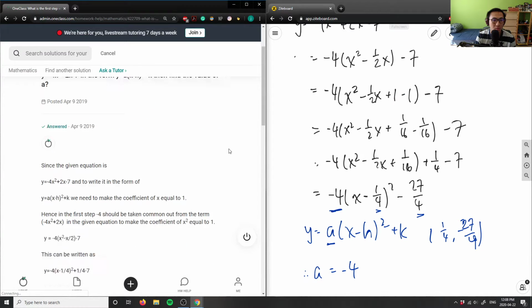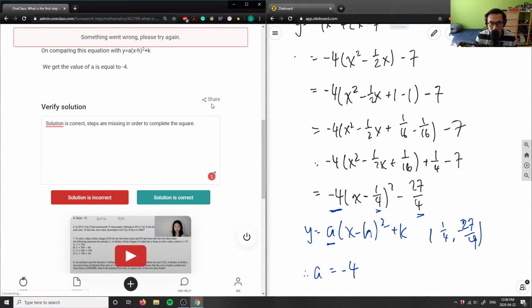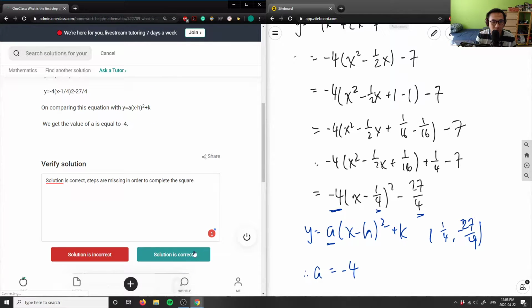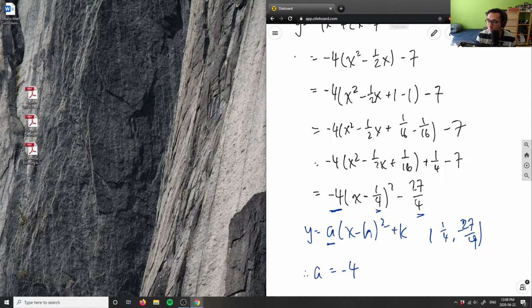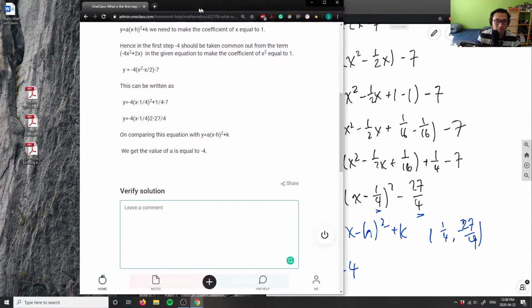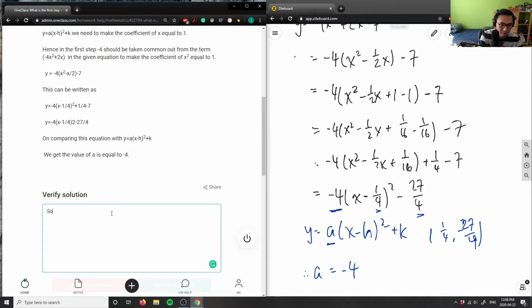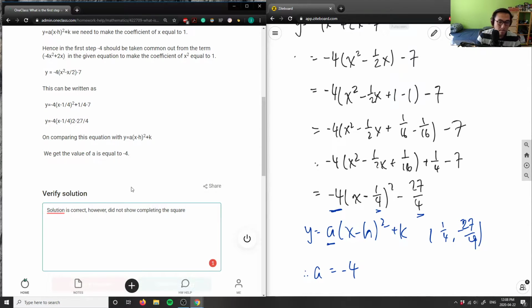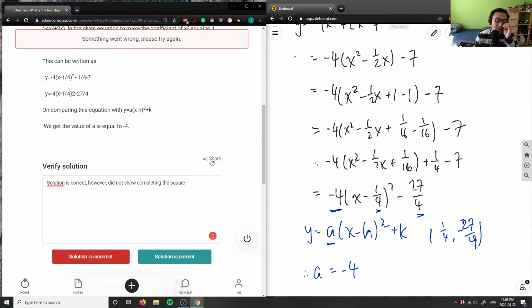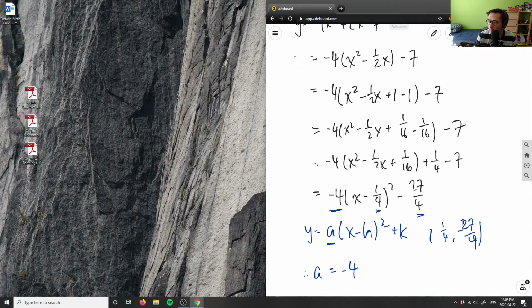Oh, it says something went wrong. Oh, weird. Sorry, just give me a second here. You can't move on to the next question, so give me a second. Weird. Okay, sorry about this. Let me try refreshing the page. Okay, let me try this again here. Say the solution is correct. However, did not show completing the square. Weird. I can't move on to the next question. This is very, very odd. So sorry about that. Let me see if I can reselect the question.